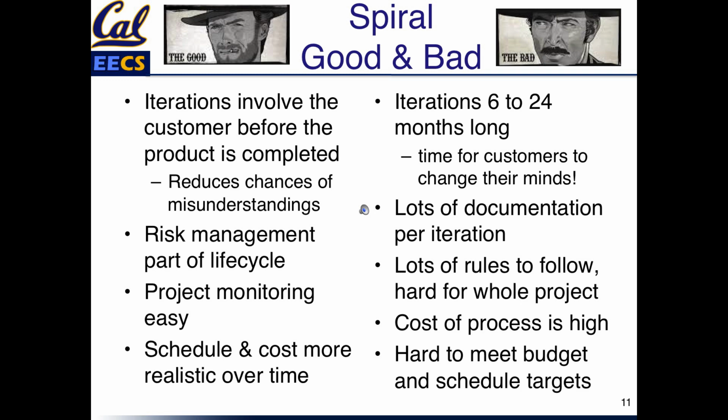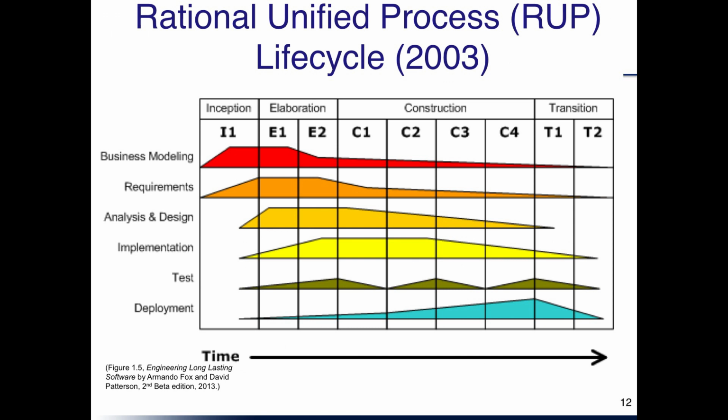All right, so that was Waterfall, Spiral. The third example, and this is another 15 years later, 15 years after Spiral and 30 years after Waterfall, is what's called the Rational Unified Process. It's not rational because the others are irrational. Rational was the name of the company that came up with it, so Rational Unified Process.